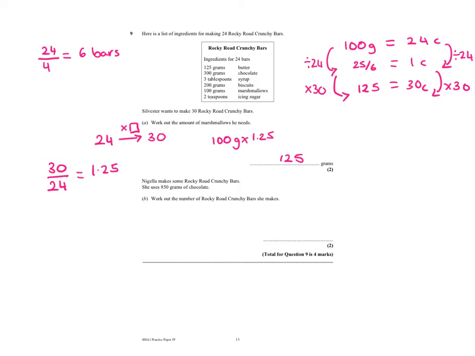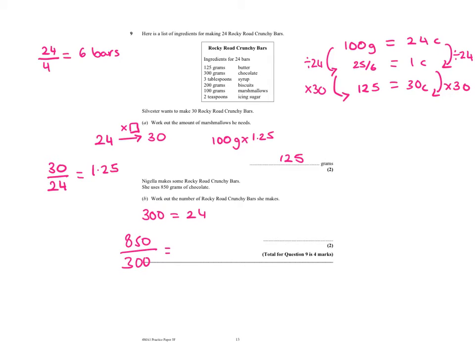Nigella makes some Rocky Road crunchy bars. She uses 850 grams of chocolate. Work out the number of Rocky Road crunchy bars she can make. So chocolate, if you had 300 grams of chocolate, you can make 24. So let's just do 850 divided by 300 to see how many lots of 24 we can make. So 850 divided by 300 is 17 over 6, or 2.83.